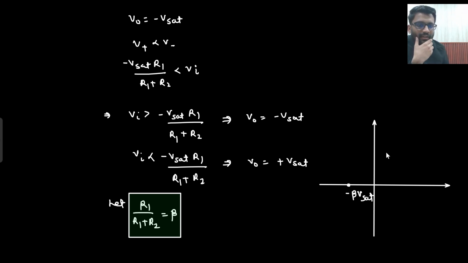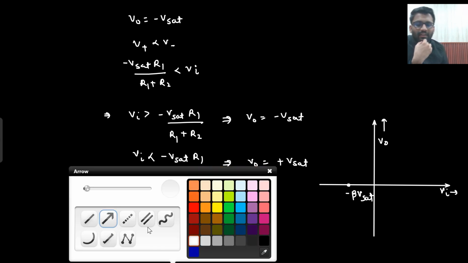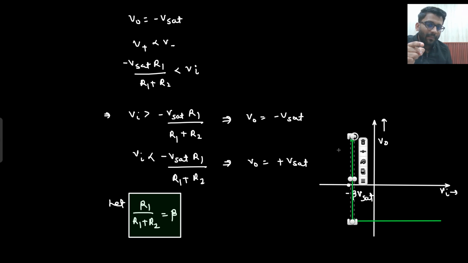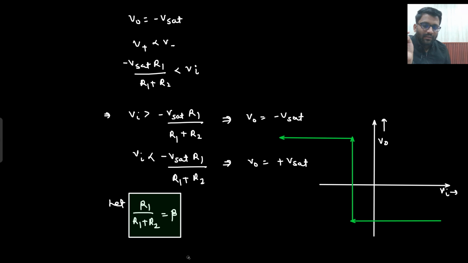So what is happening? V naught versus V. Initially I was at minus V set. Then at minus beta V set, my transition took place and I went to plus V set.